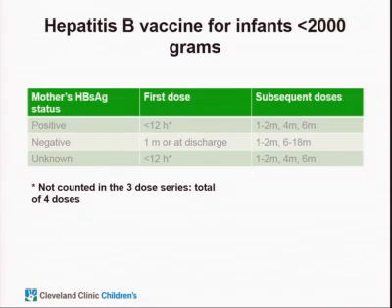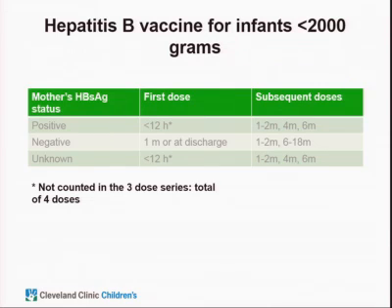There's a special algorithm for babies less than 2 kilograms. If mom is positive, again, you go ahead and give the first dose right at birth, but we know that babies less than 2 kilos may not respond to hepatitis B vaccine right at birth. So we would subsequently dose them with 3 doses between 1 to 2 months, at 4 months and 6 months.